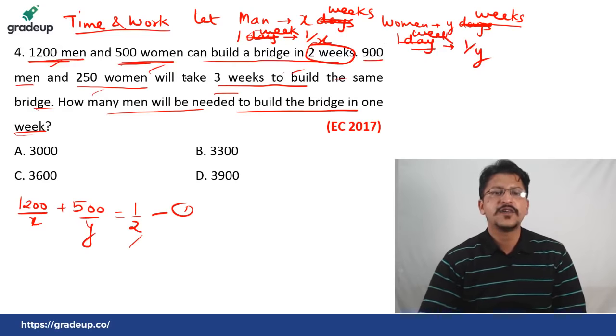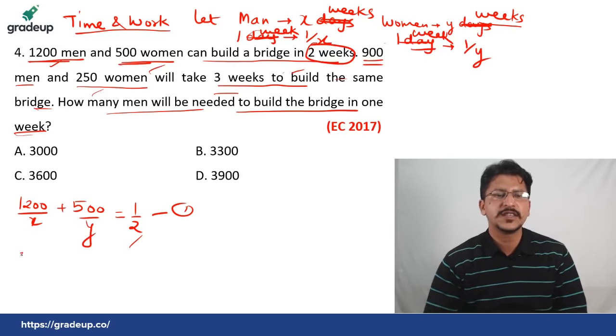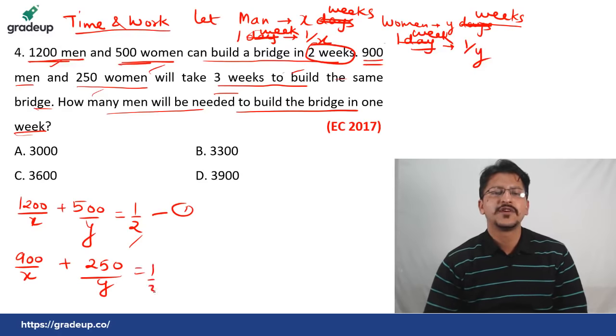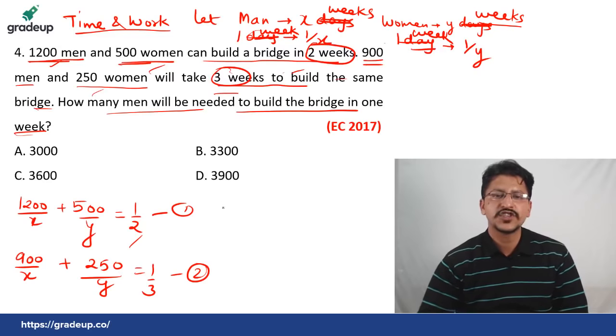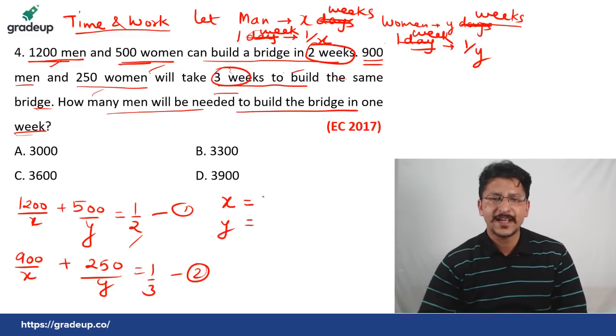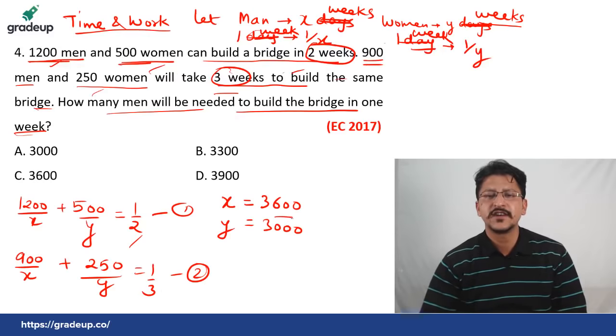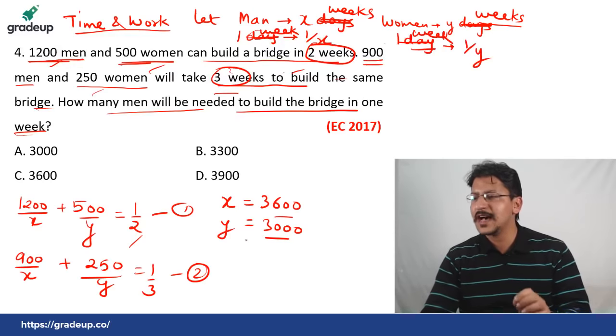From this you can make the second equation, that is 900 by x plus 250 by y is 1 by 3, because now they are taking 3 weeks. So in 1 week, one third of the work will be completed. Solve these equations and get the answers of x and y. You will get x as 3600 and y as 3000.